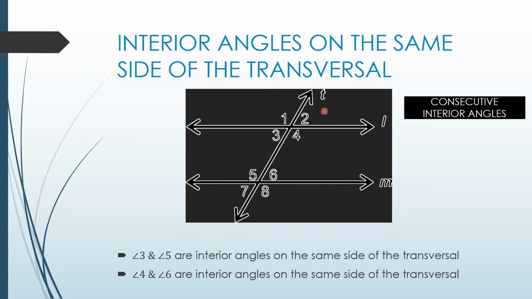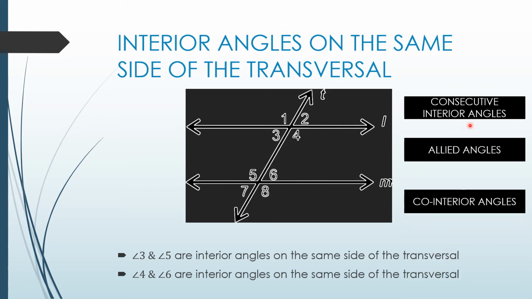Interior angles on the same side of the transversal are also known as consecutive interior angles, allied angles, and co-interior angles. So you may find these three names in any question. So these are the alternate names of interior angles on the same side of the transversal.